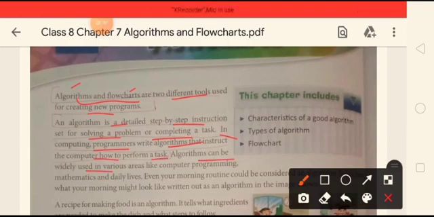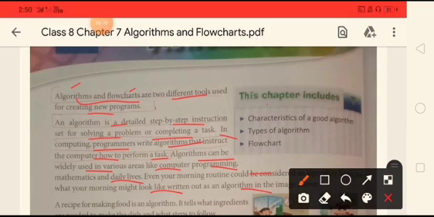Algorithms can be widely used in various areas like computer programming, mathematics, and daily lives. Even your morning routine can be considered an algorithm. Here, what your morning might look like is written out as an algorithm in the image below. Here it is given what an algorithm is: step by step instructions for solving or completing any type of work, and in computing, programmers write algorithms to instruct the computer how the task is to be performed.